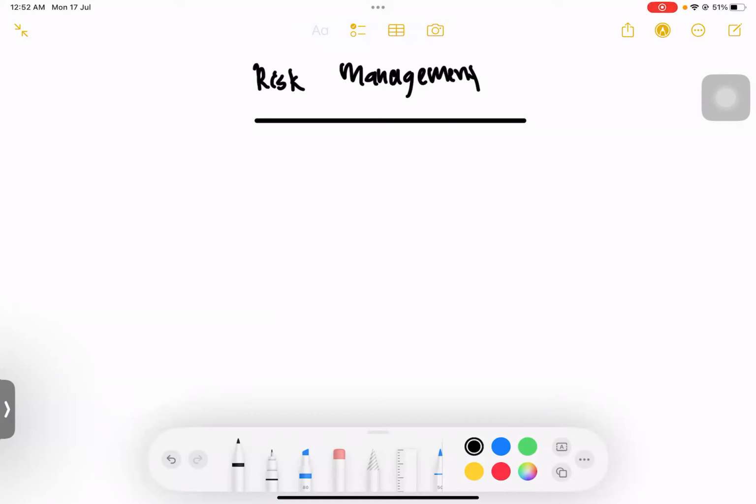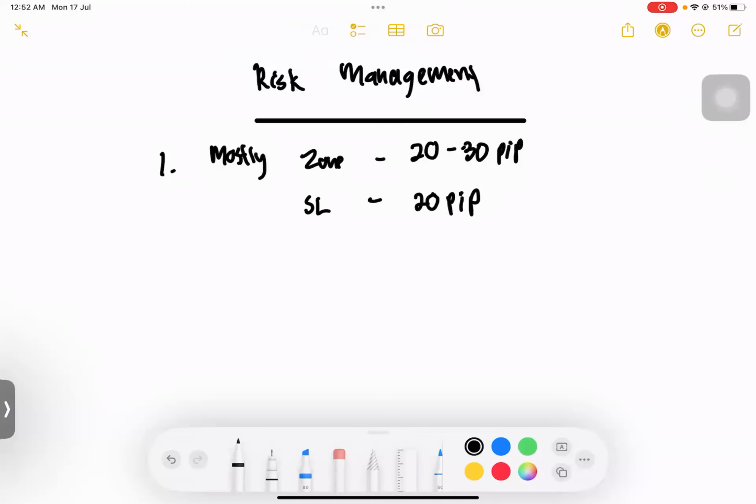Okay, so I will let you guys know how much you should risk per setup and how to calculate the maximum loss for one setup. First of all, mostly my setups, the zone is around 20 to 30 pips. Okay, the zone is 20 to 30 pips. The stop loss I will place 20 pips away. So we'll reach 50 pips.